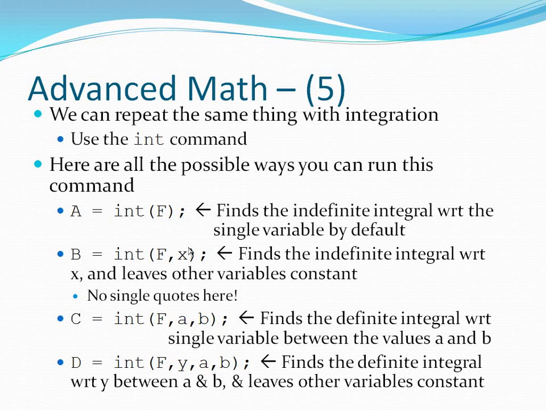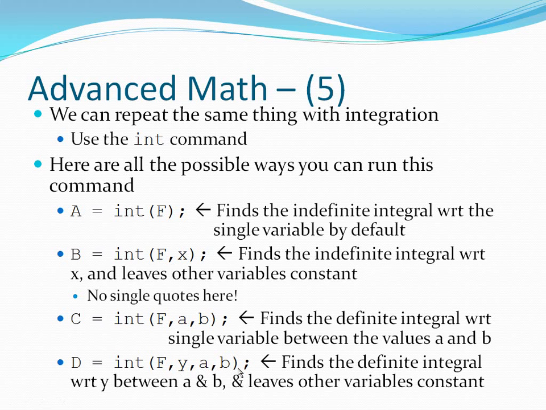If I wanted to find the definite integral, if I wanted to find the area between a and b on the x-axis, or if this is a single variable, it'll give you the area under the curve bounded between a and b. That's defined by that definite integral. If I have a function that has more than one variable, you can specify a definite integral with respect to some variable. In this case, I can integrate with respect to y, and then I can provide definite bounds between a and b. What this will do is evaluate the function with respect to y, and it'll do your definite integral, but it'll leave all the other variables constant.